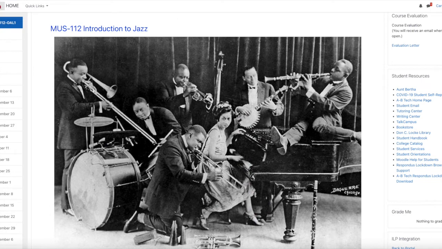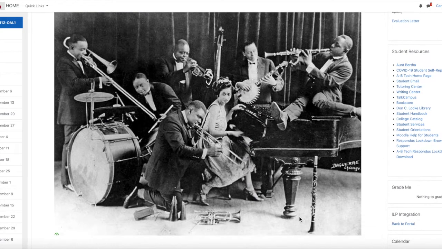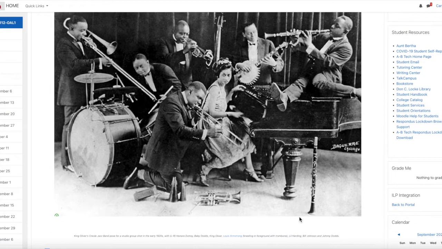Let's look at the course page. So looking at this picture, this is King Oliver's Creole Jazz Band, and it's from the 1920s. The person in the middle is Louis Armstrong. He's very important to the history of jazz. He's known as the ambassador of jazz. He'll be with us through almost the whole history.